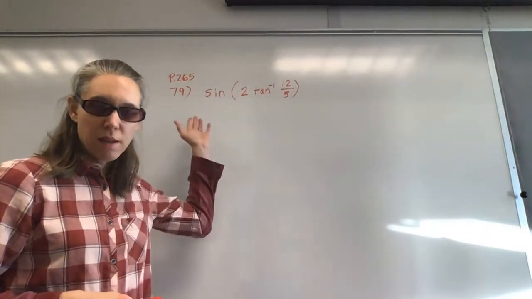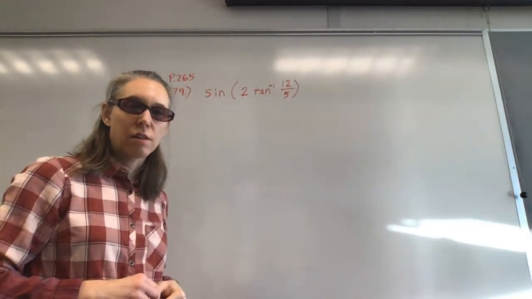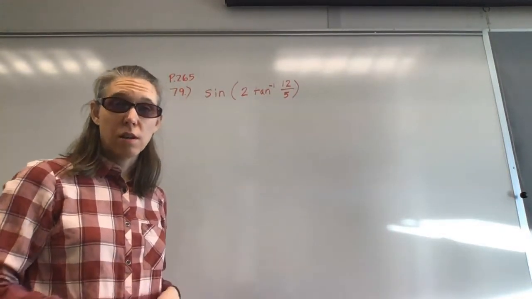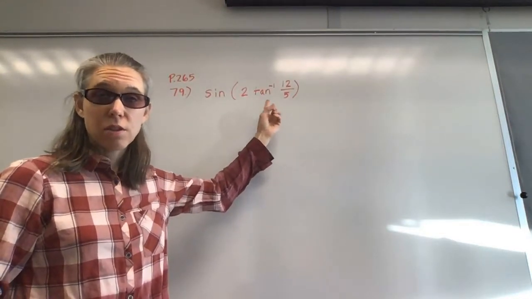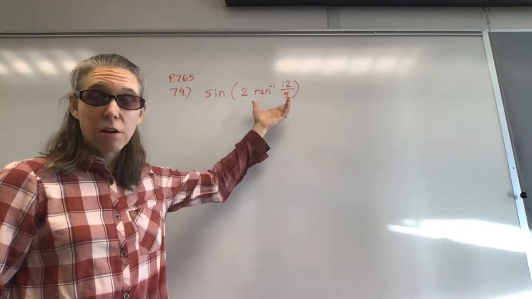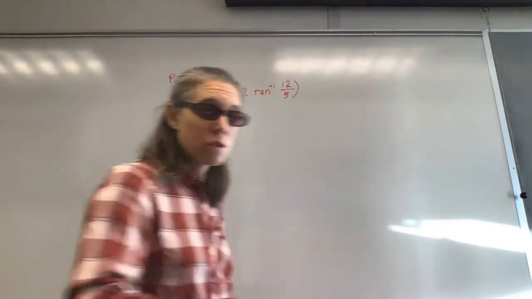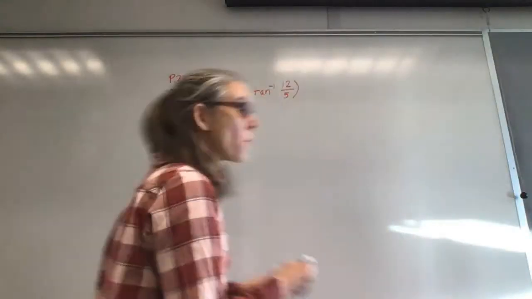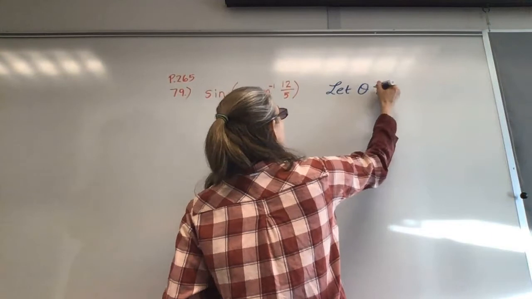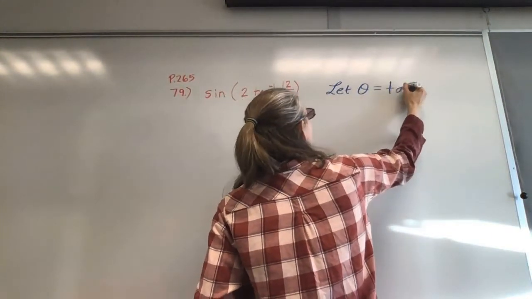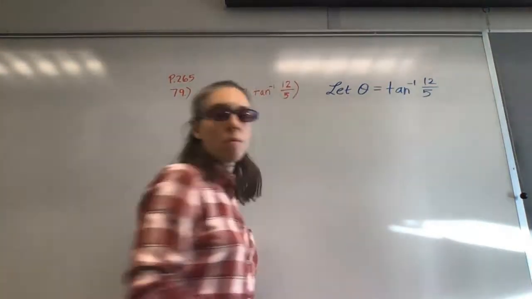We're supposed to find the exact value of this expression without using a calculator. So the first thing we want to notice is that we have a tan inverse function. That tan inverse function is going to result in an output that is an angle. So let's go ahead and use a variable of our choice. We'll let theta equal tan inverse of 12 over 5.